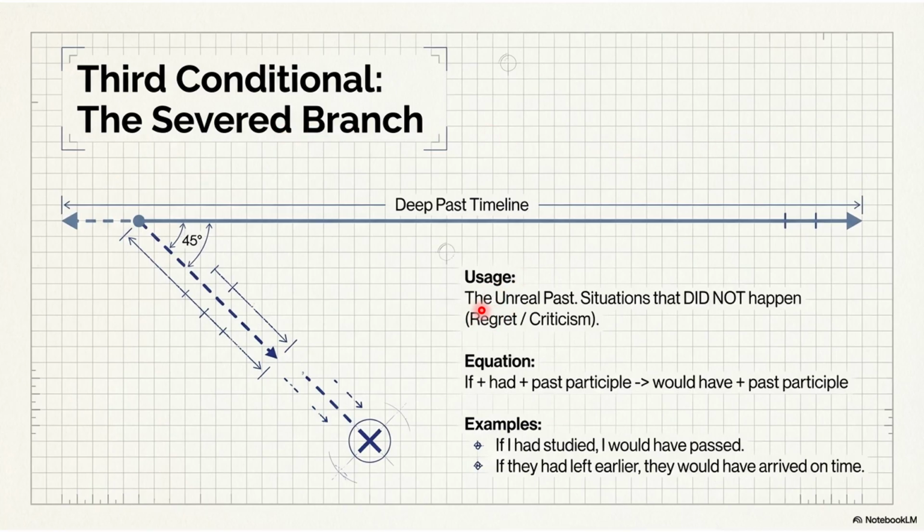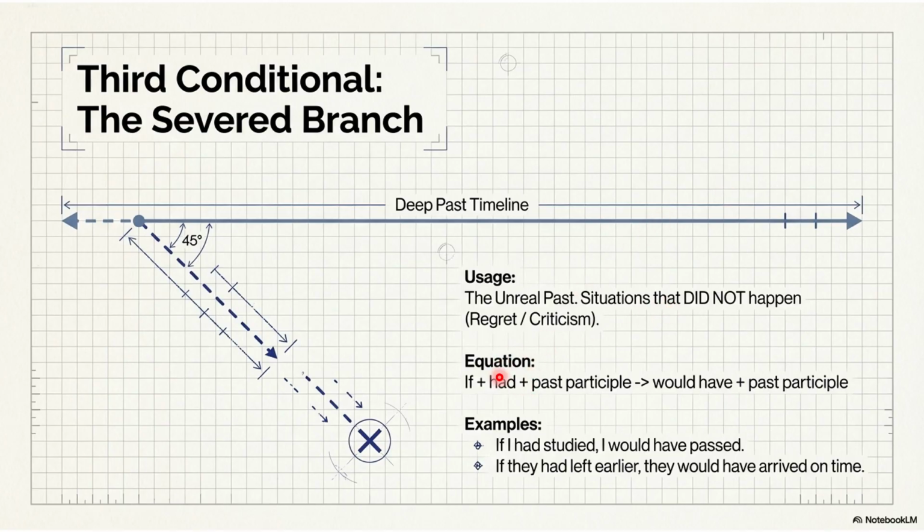Este es totalmente diferente. The unreal past. Situations that did not happen. Regret, criticism. Utilizamos la tercera condicional para cosas que no ocurrieron, pero que nos hubiese gustado que fuesen diferentes. ¿Ok? La segunda es para cosas que quisiéramos que fueran diferentes ahora. No lo son, pero quisiéramos. En el caso de la tercera condicional, son cosas que nos hubiesen gustado que fuesen, pero no fueron.